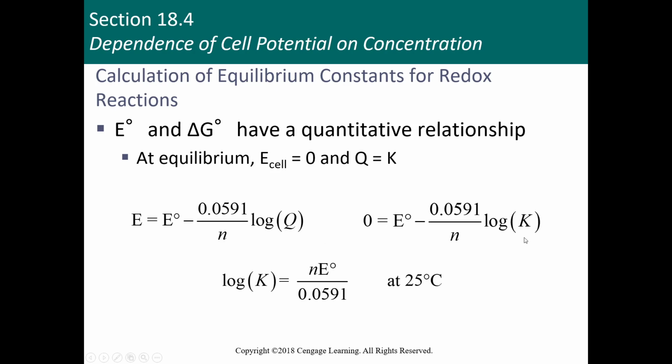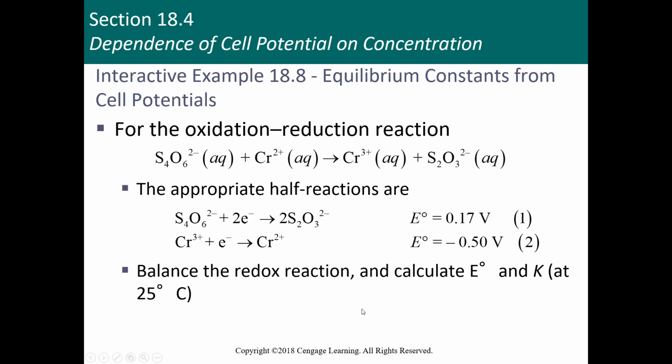So we go ahead and get all these other terms on one side. So you're left with log of K on one side by itself. And you see this relationship right here, which is the log of K equals the number of moles of electrons times E naught over 0.0591. So let's go ahead and try this out a little bit. So we have that reaction up here. We have the two half reactions here. Balance the redox reaction. Calculate E naught and K at 25 degrees Celsius.